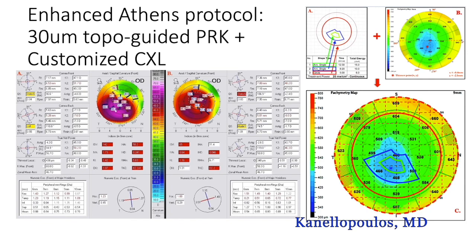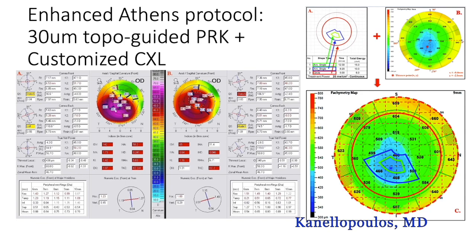We've worked on customization on the CXL side as well. This is a tool available outside the U.S. by Avedro Glaukos, the Mosaic device, and I'll draw your attention to the lower right image, which in essence shows a different pattern of CXL produced by different fluences in different shapes, and it is catered to the thinnest part of the cornea. And this is an OCT thickness map.